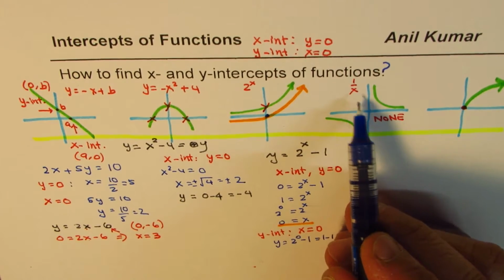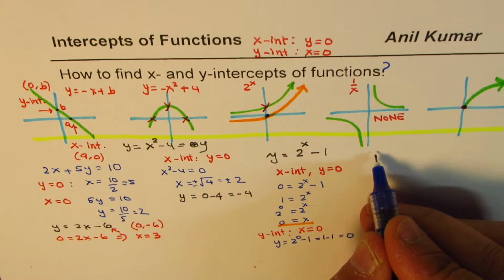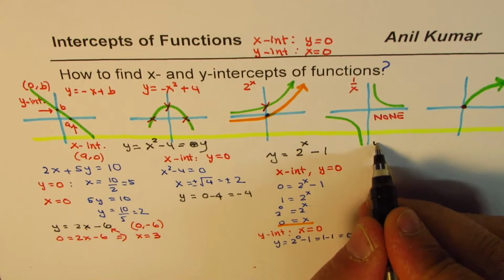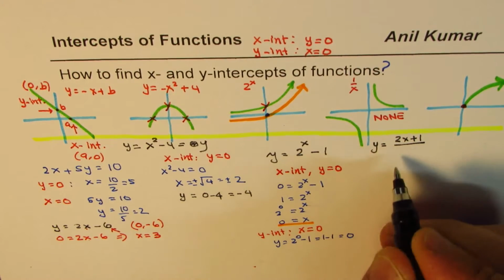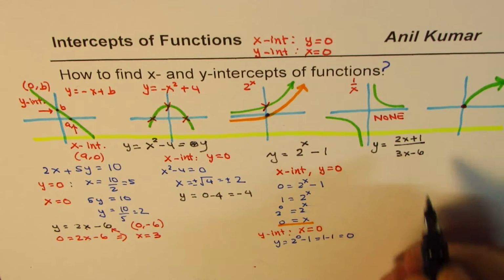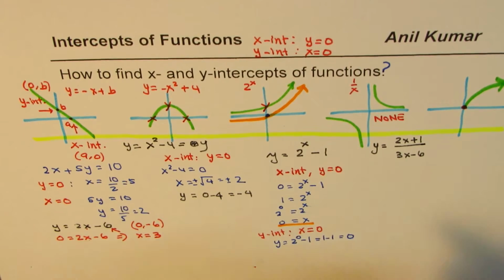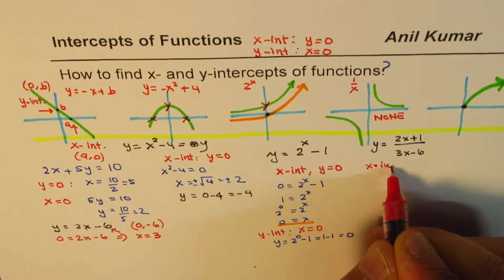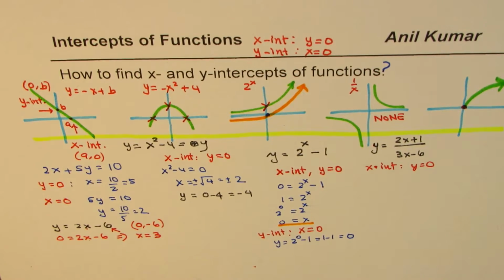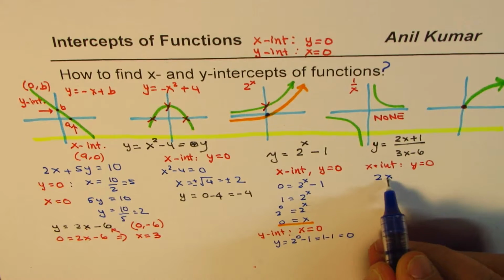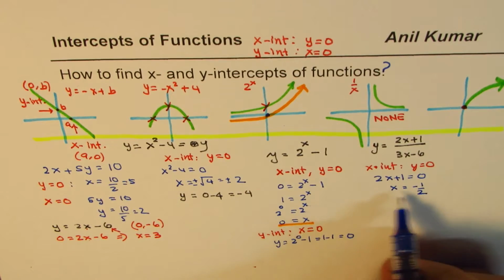We saw that for 1 over x, we may not have any x and y intercept. But if I transform this equation and write this in a different form, let us say y equals (2x plus 1) divided by (3x minus 6), in that case, this equation will have both x and y intercept. Let us see how. So to find the x-intercept, we'll equate y equals 0. So if I write y as 0, then the numerator should be 0, right? So that means 2x plus 1 equals 0, or x equals minus 1 divided by 2. So that becomes your x-intercept.